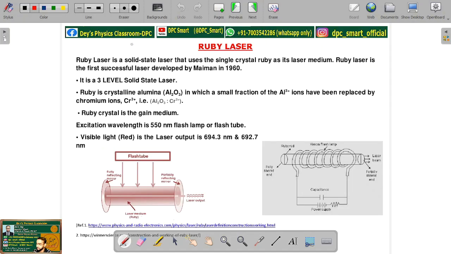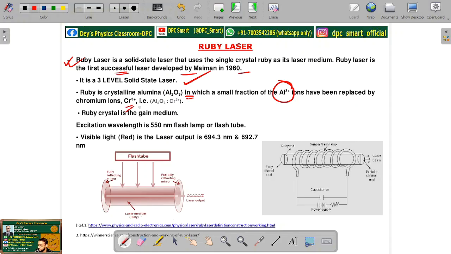Next we will discuss one 3-level laser that is within the MAKAUT syllabus, which is called the Ruby Laser. The Ruby Laser is a solid state laser, the first laser successfully developed by a human being, in 1960. It is a 3-level solid state laser, and here a single crystal of ruby is used, where ruby is a crystalline material, alumina Al2O3, in which a small fraction of Al plus 3 ions is replaced by chromium plus 3 ions.